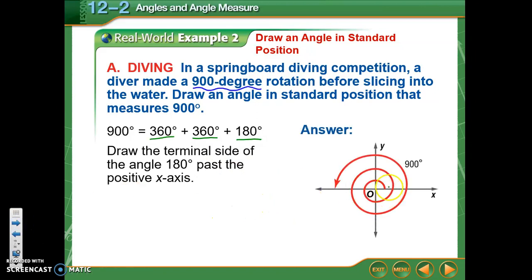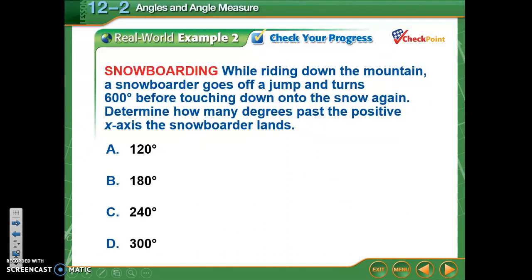So we draw our initial side here on the positive x-axis. Then I go around once to come back to here, twice. So far I've gotten to 360 twice, and then to get to 900, I go to 180 degrees, and my terminal side of my angle ends over here. Okay, so notice I have to show all of those rotations, otherwise it'll just look like a 180-degree angle. All right, so you guys try this one, a 600-degree angle.